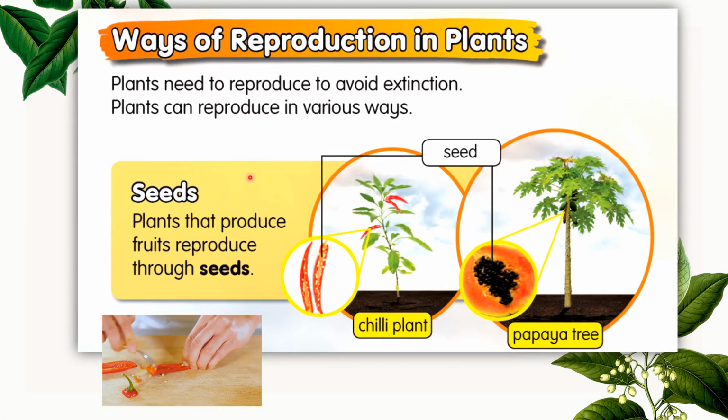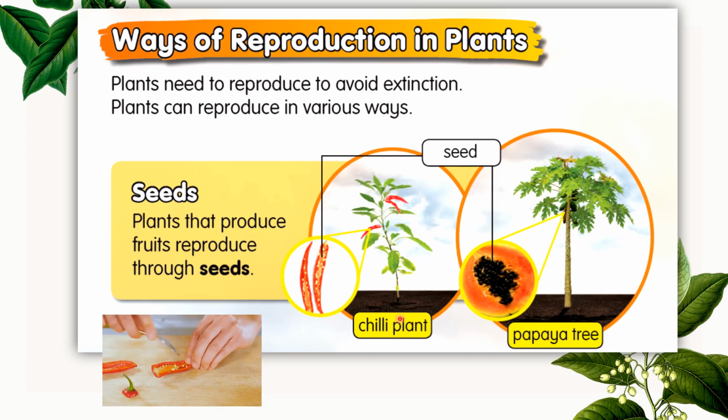The first one, seeds. What is seeds? Seed is the part of a seed plant which can grow into a new plant. Plants that produce fruits reproduce through seeds. The examples here are chili plant and also papaya tree. Besides this, mango and strawberry also reproduce through seeds.